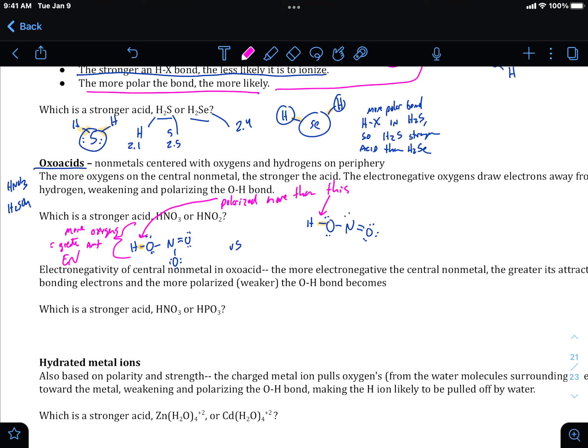So hence, HNO3 is a stronger acid than HNO2, but this is something you already would have known because you have a mental list of strong acids. But this is why.